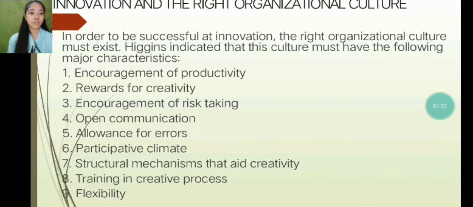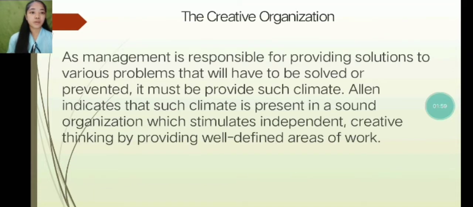Innovation is the right organizations. We have encouragement of organization of productivity, reward for creativity, encouragement of risk-taking, open communication, allowance for error, participative climate, structural mechanisms that aid creativity, training in the creative process, flexibility. A creative organization is managed responsibly for providing solutions to various problems.